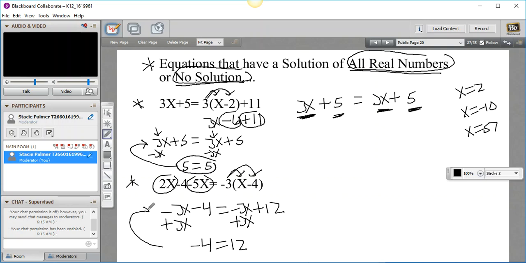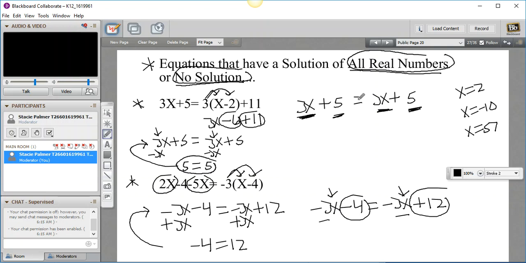Let's go back up to this step right here where we had negative 3x minus 4 equal to negative 3 times x plus 12. There's not anything that we could plug in for this x and then multiply it by negative 3 and subtract 4 from it on the left side and have it be equal to the same thing as adding 12 to it on the right side. So we would say there is no solution.